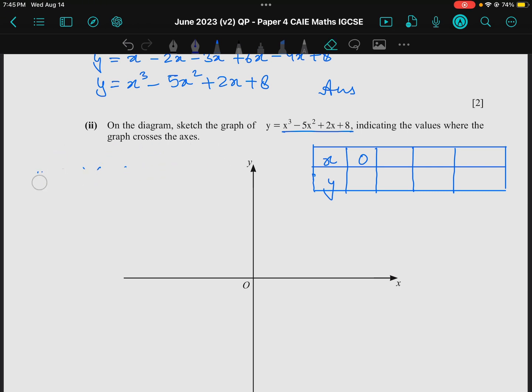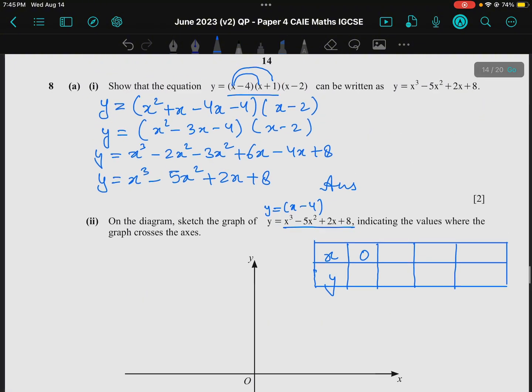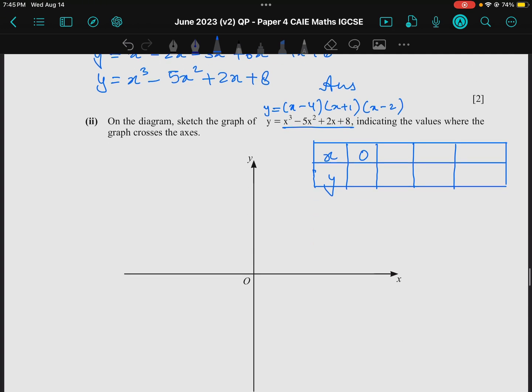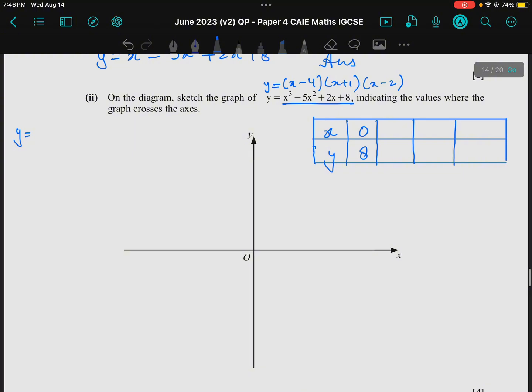I will erase it from here. So y is what? x minus 4, x plus 1 and x minus 2. Now in your calculator, when you put the value of x equals 0 in this, you will get y. The value of y is 8. I will write here, y equals 8 when x is equal to 0.